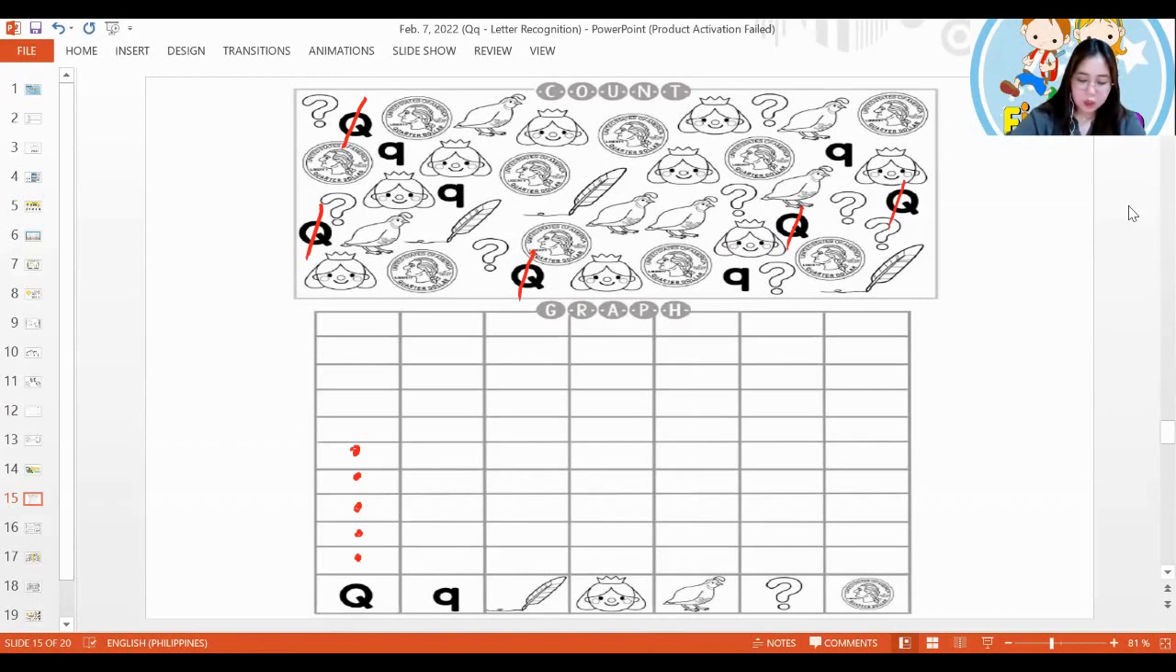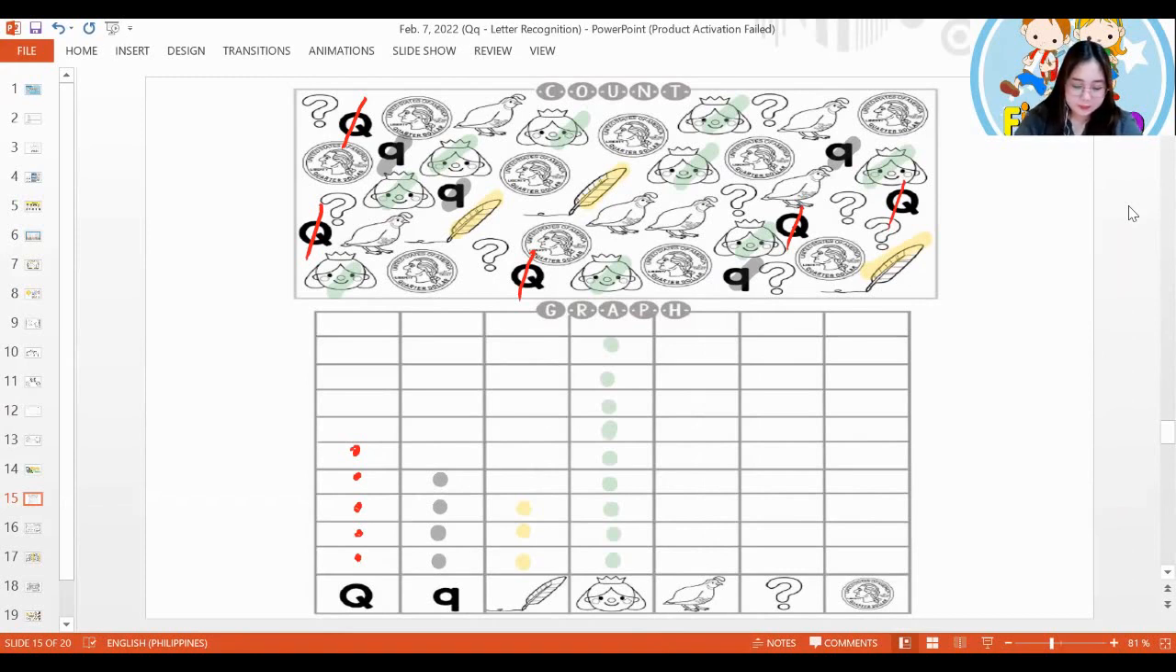Then, let's look for our lowercase letter Q. 1, 2, 3, 4. And then we have to look for our quill. 1, 2, 3. Then we have to look for the queen. 1, 2, 3, 4, 5, 6, 7, 8, 9. 9 queens.